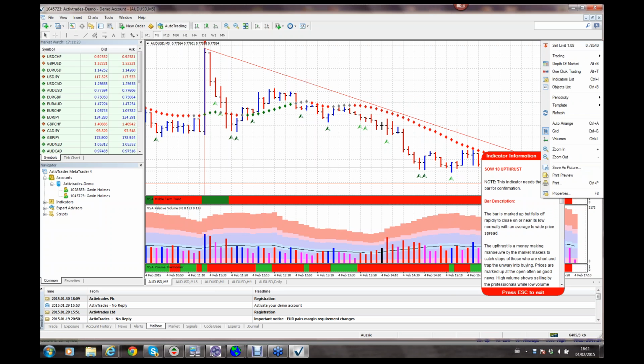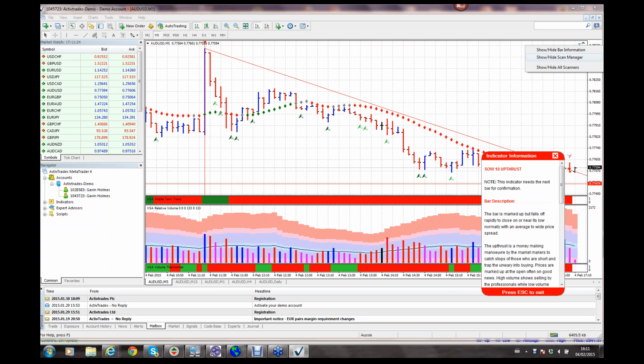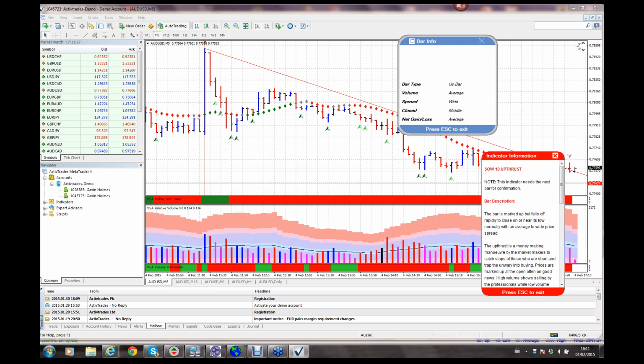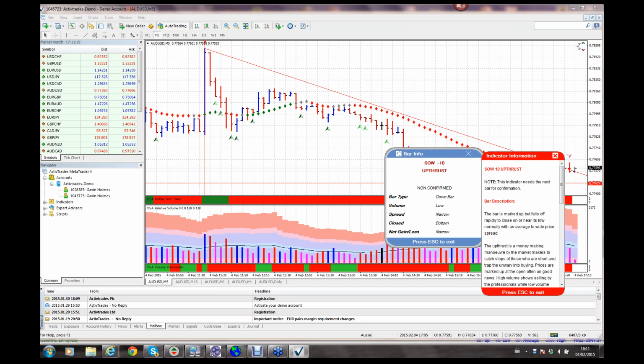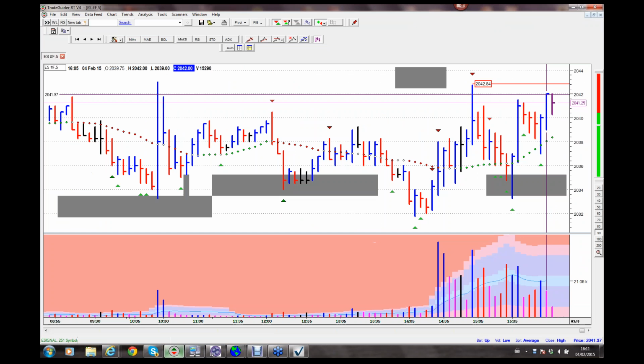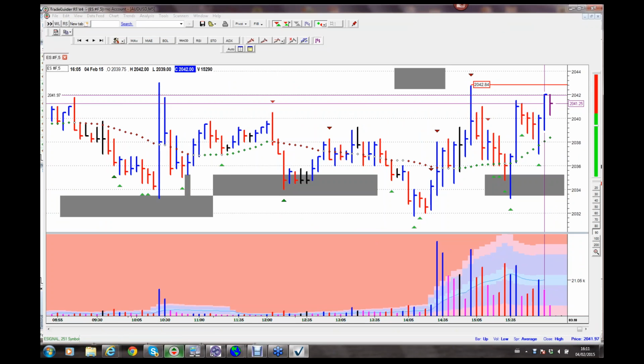Now, how do we do that? Remember, all we're going to do, okay, hide bar information. Okay, here it is. Now, it's not confirmed yet because, of course, we'd like to see the next bar close lower. But if it's a no demand bar, we might see another signal here. So I'll leave that running. Let's just have a quick look at the S&P and see if we've got a no supply bar coming. Not yet.